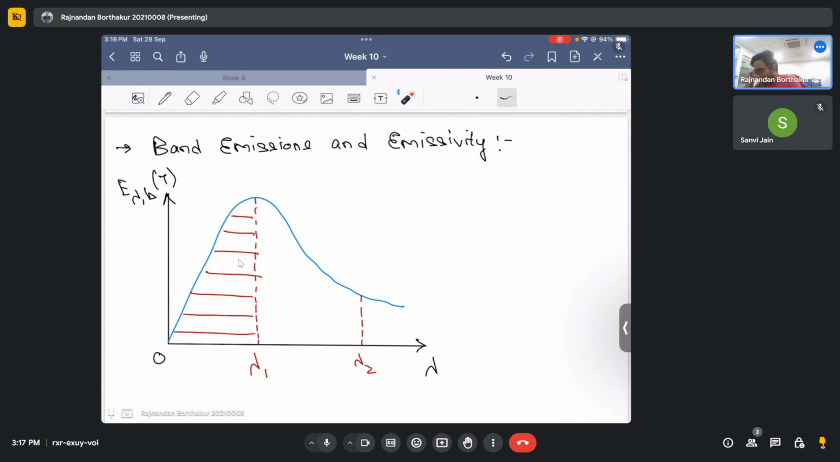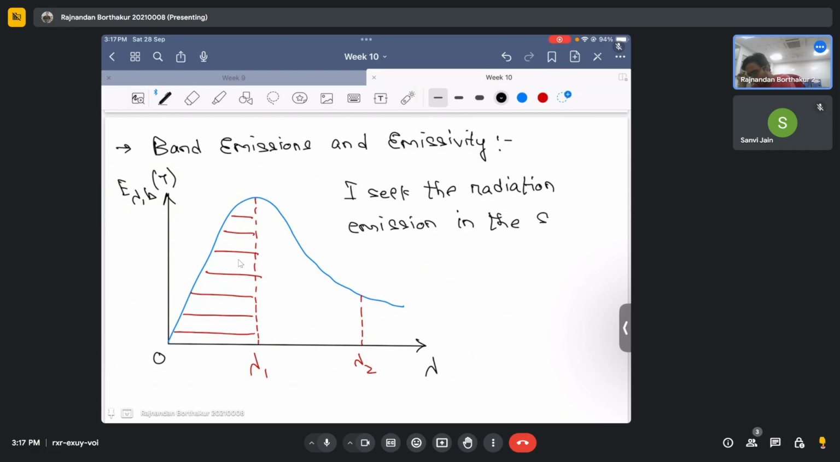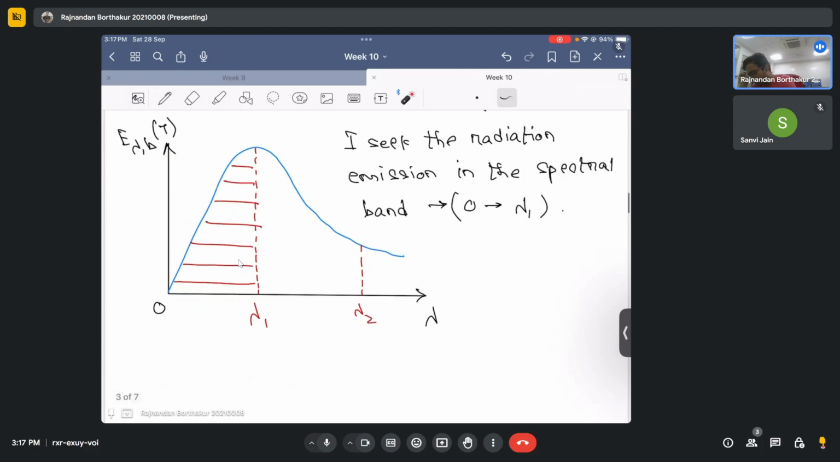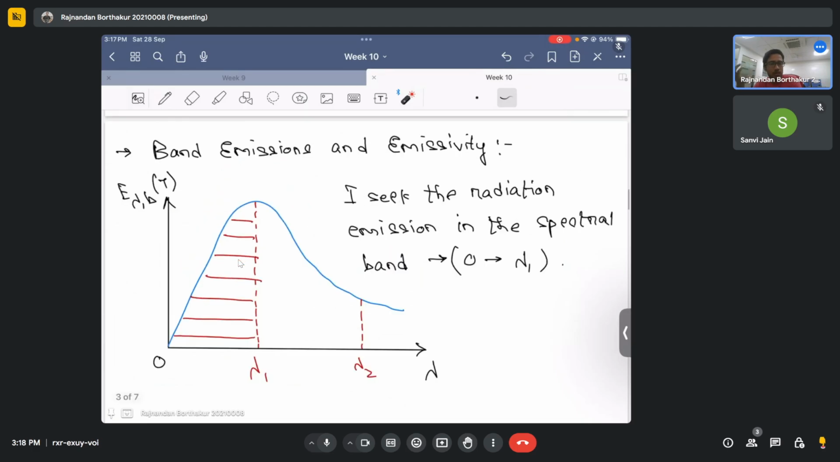So the natural question now arises: if I ask you what is the energy, or what is the emissive power, in this range of wavelength from, let's say, 0 to lambda 1. What I seek is the radiation emission in the spectral band from 0 to lambda 1, which is basically this band. That means I'm simply asking what is the emissive power in this band of wavelength from 0 to lambda 1.